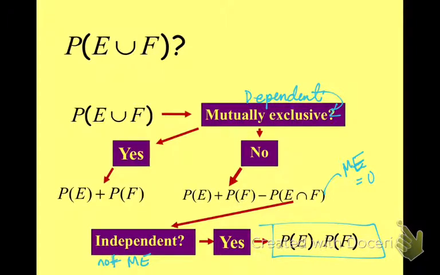Mutually exclusive events are always dependent, because if one happens, that depends on the other not happening. Independent events are not mutually exclusive. They will have an intersection and they will happen at the same time. And the way that we find that is by multiplying those together.